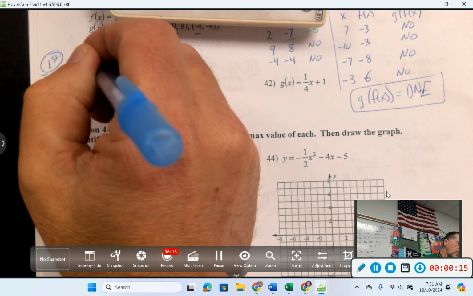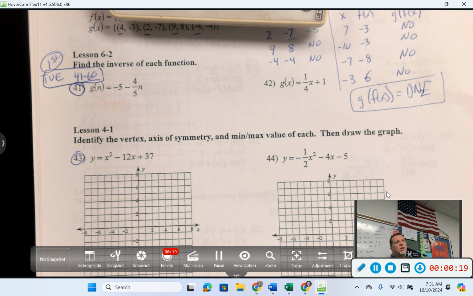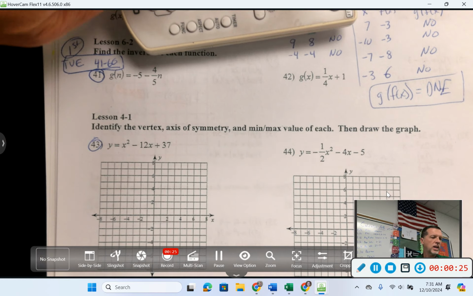Okay, today's assignment is 41 to 60, but as usual, we'll work through some together. Hopefully bring this stuff back to the front of your brain.